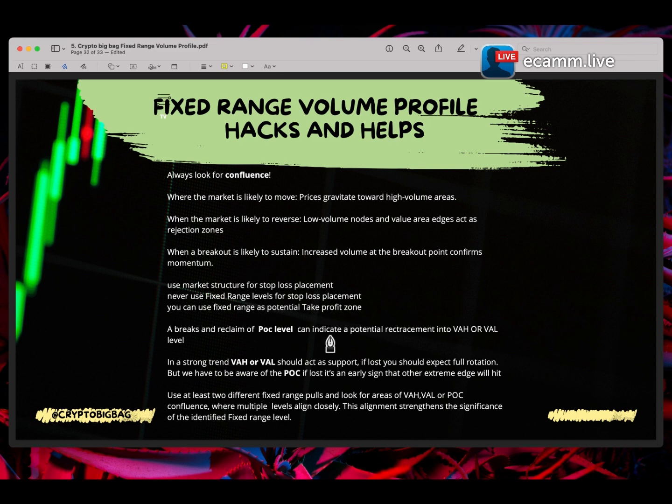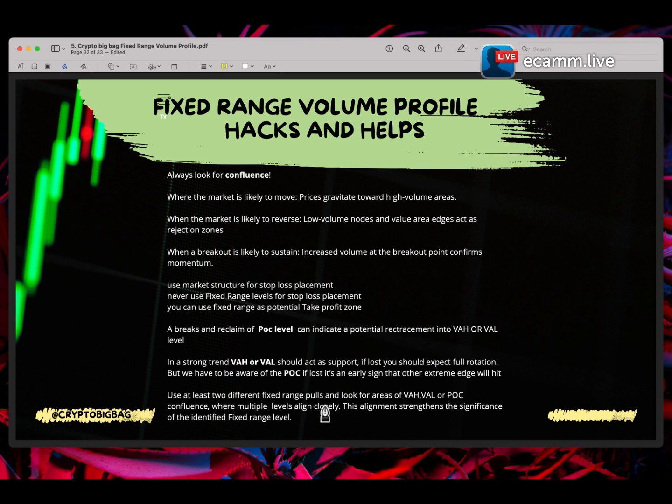A break and reclaim of the POC can indicate a potential retracement into value area high or value area low, depending on where it's coming from. Like I said, a break and reclaim of the POC level can indicate a potential retracement into these value areas. In a strong trend, right, value area high or value area low should act as support. If lost, you should expect the full rotation. But we have to be aware of the POC. If the POC is lost, that's the early sign that it is going to the other extreme, and the other extreme edge will get hit.